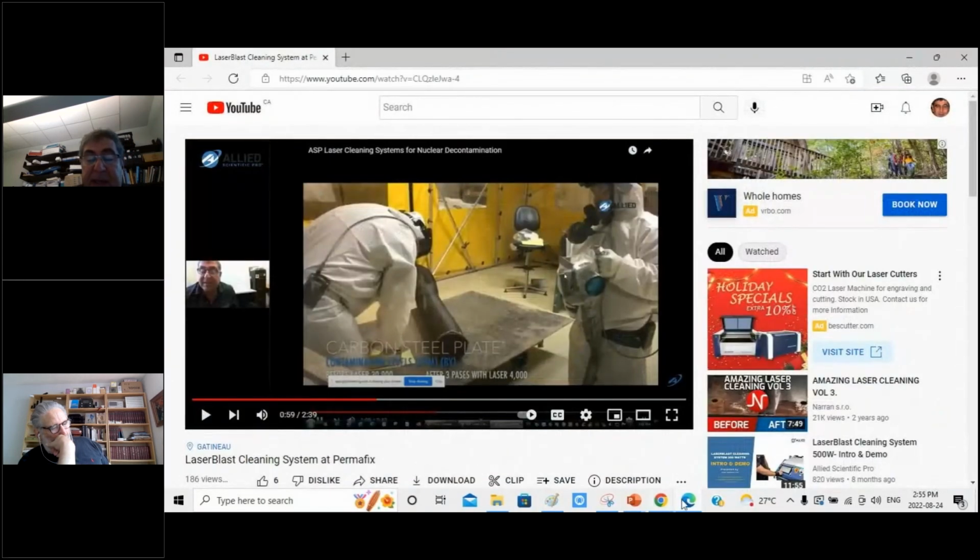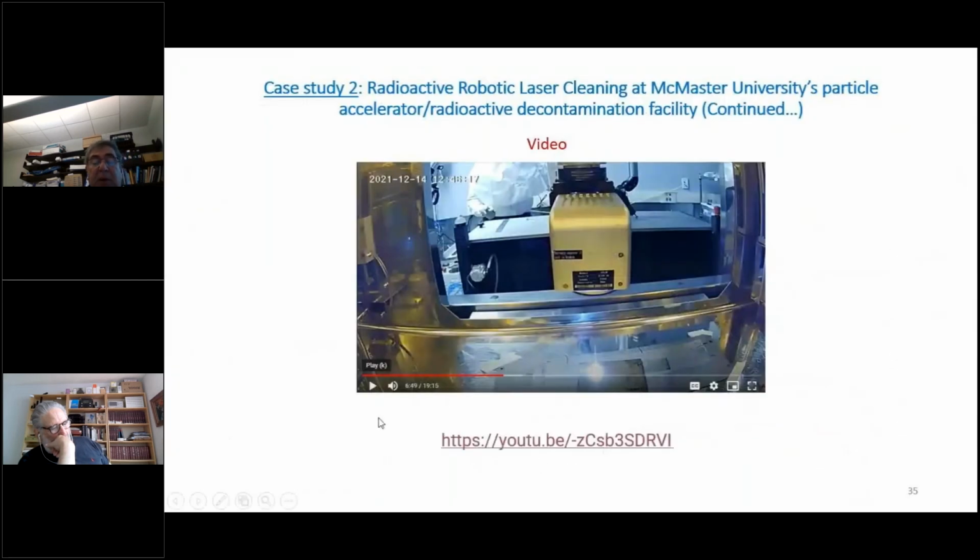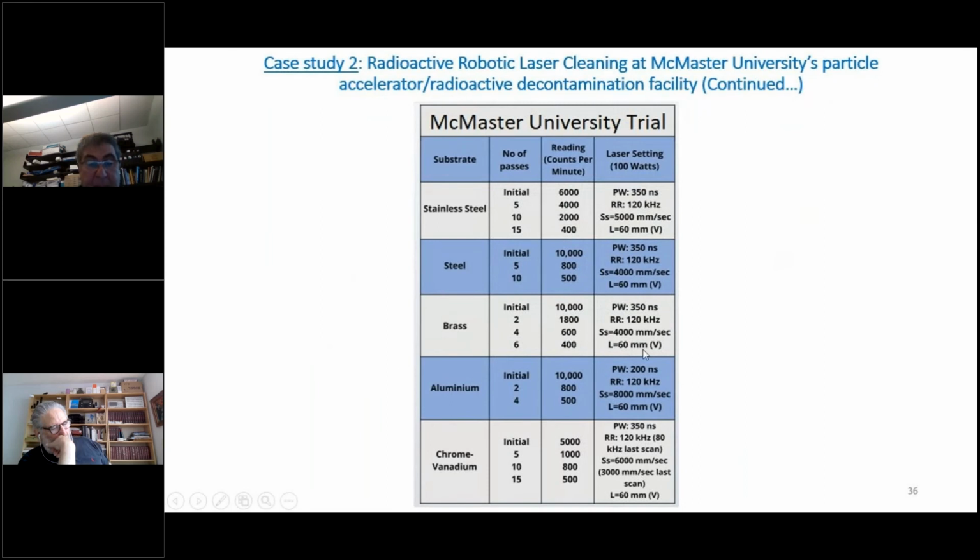This was presented at WM 2022 in Phoenix, Arizona, and we had a poster that presented this work. These are some of the parameters. For softer metals such as brass and aluminum, fewer scans were required, and normally something like 200 nanoseconds was used. But for harder materials such as steel and chrome vanadium, the setting was 350 nanoseconds. And there were more passes, up to 15 passes were required to remove the contamination.